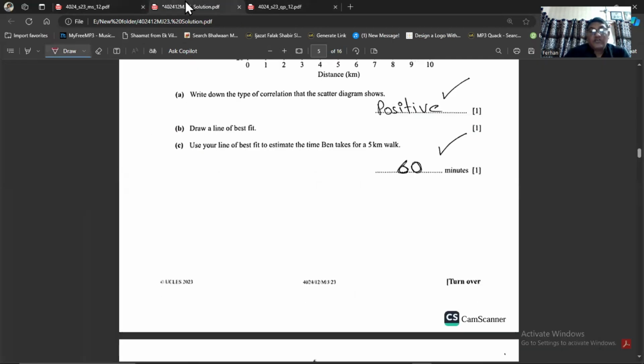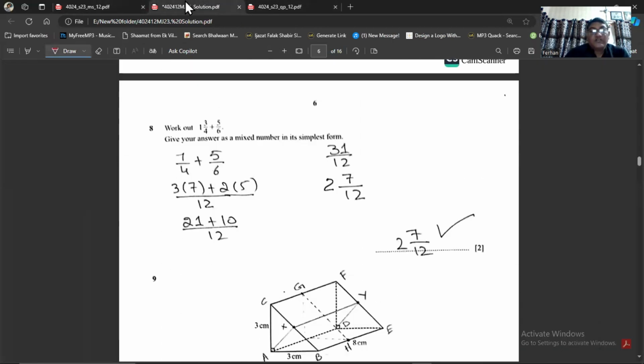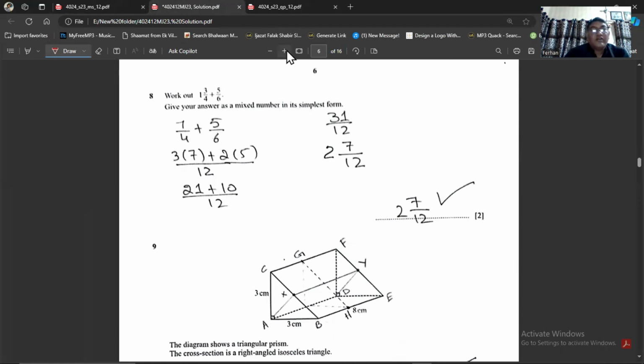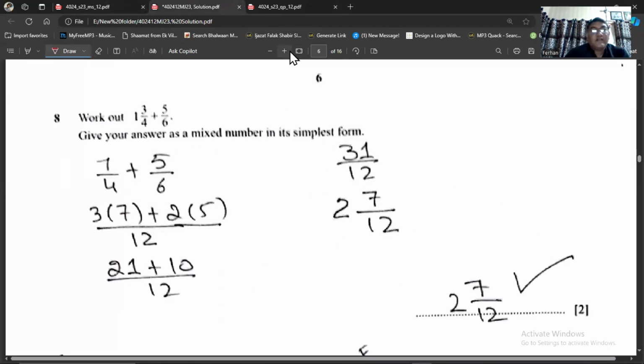Okay. So we are going to do this question. Here we have 7 by 4 plus 5 by 6. 4 ones are 4, 4 plus 3, so 7 by 4 plus 5 by 6. I will take the LCM. The LCM of 4 and 6 is 12. So divide the 12 by the first denominator, that is 4.